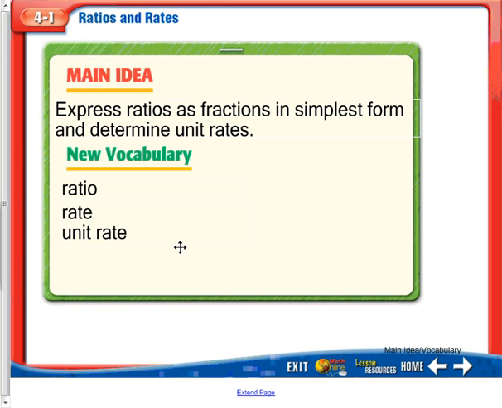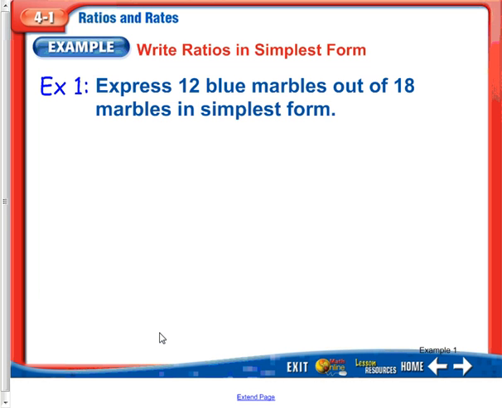So unit rate is always going to be over 1, like miles per hour would be miles per 1 hour, and stuff like that. So first of all, we're just going to be talking about writing ratios in simplest form.